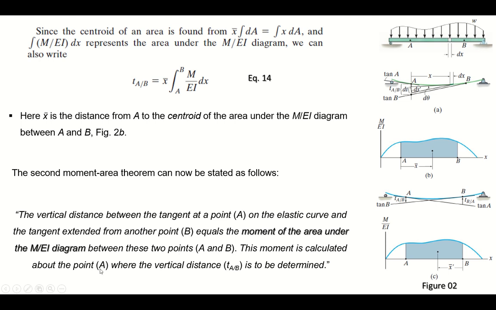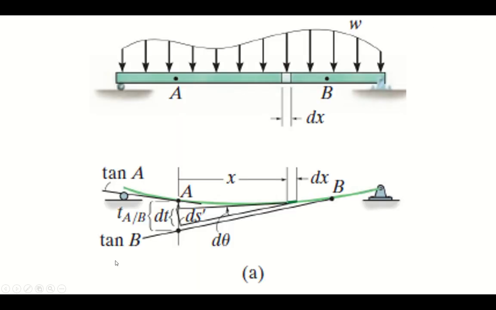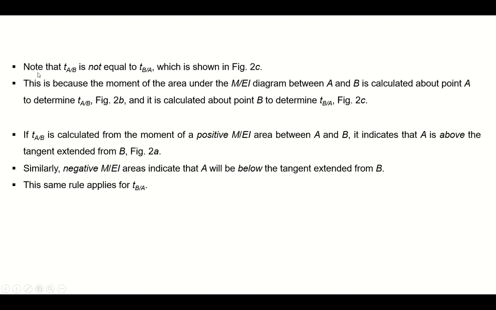And this moment is calculated about the point A, where the vertical distance is to be determined, since t A by B is the vertical distance about point A and it's not about point B. So keep this in mind while calculating the deflection in this case. Note that t A by B is not equal to t B by A, as I mentioned that the distance may or may not be the same. So if it is equal, then no problem, but if it is different, then you need to calculate it for both of them separately.